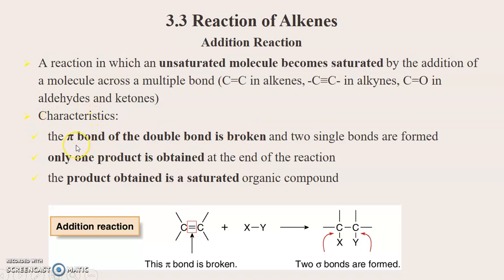Characteristic of the addition reaction is the pi bond of the double bond is broken and two single bonds are formed, and only one product is obtained at the end of the reaction. And the product obtained is a saturated organic compound. Yeah? For example, this one, sama juga macam saya tunjuk tadi. We have this double bond, so the bond will break, and the electron is used to form a bond with another species.